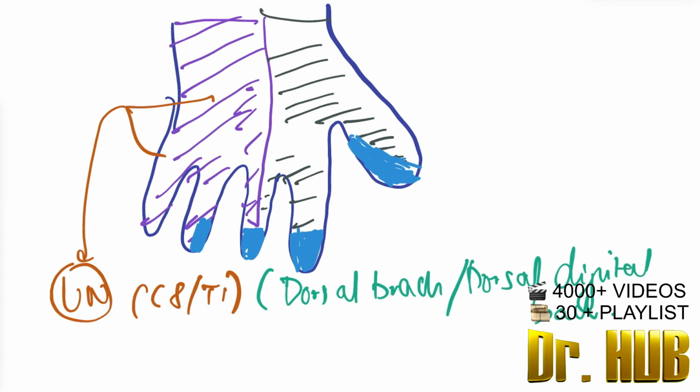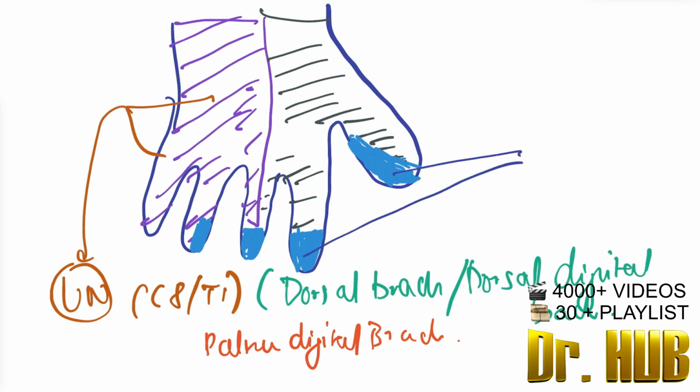There are also palmar digital branches present, also as a part of the ulnar nerve. Next, let's look at the other divisions. There is a median nerve and the palmar branches, and these are attached to the tips. So it includes the median nerve as well as palmar digital branches.